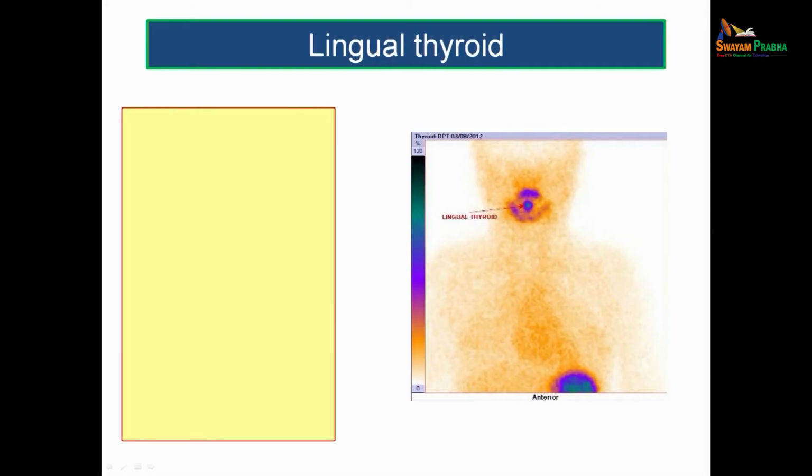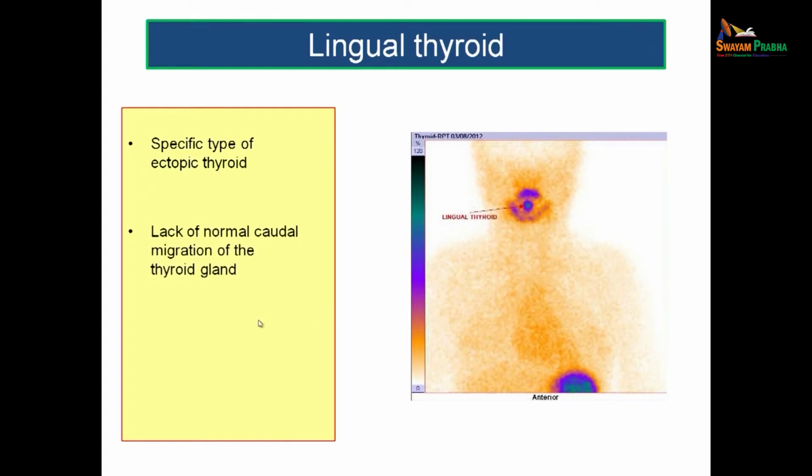Before moving on to the topic, let's discuss a condition known as lingual thyroid. You all know the thyroid is seated in the neck. So, what do you mean by lingual thyroid? This is a type of ectopic thyroid. Ectopic thyroid means the thyroid which is not seen in the usual position of the thyroid gland.